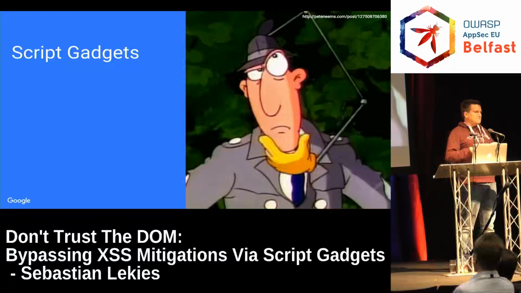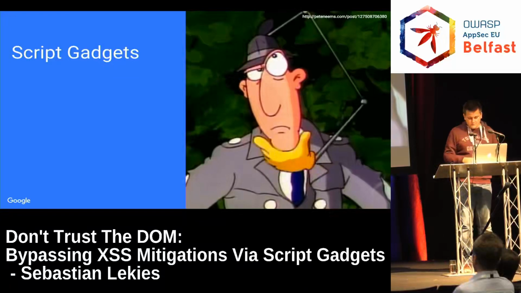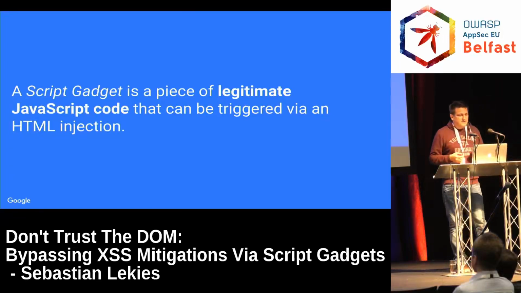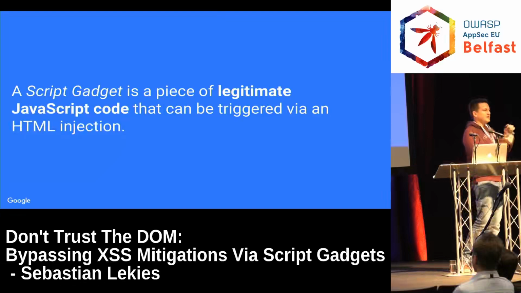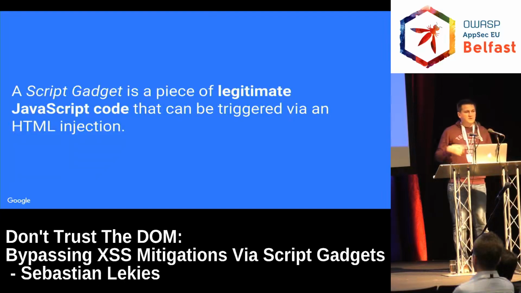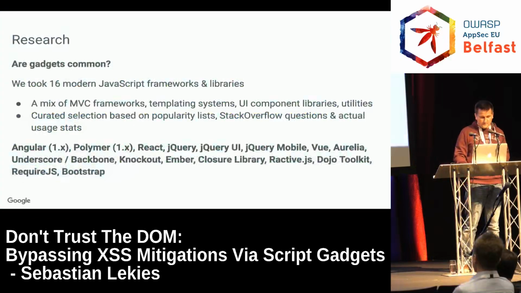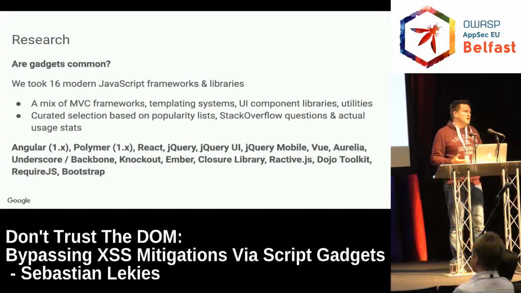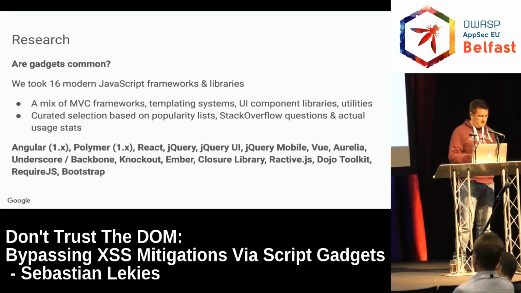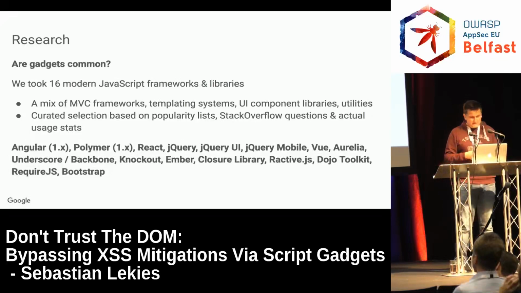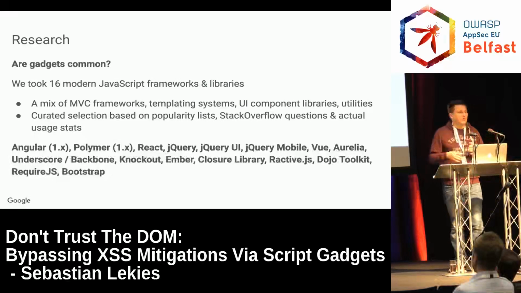So basically, let's talk about these script gadgets. To summarize, a script gadget is a piece of legitimate code in your page that can be triggered via an HTML injection. So by injecting some benign looking element, you can execute code in a function that does a certain thing. And what we asked ourselves at first is, are these gadgets common? So do we see a lot of gadgets, or is this just a weird behavior that no one would use? So what we did is we took 16 modern JavaScript frameworks, mainly based on popularity and GitHub likes and usage stats and so on.